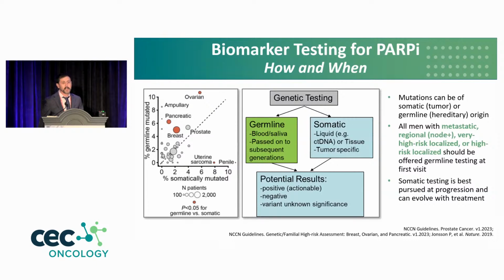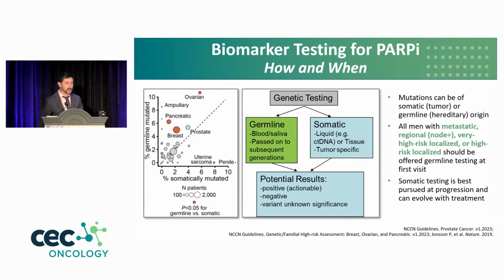So biomarker testing for PARP inhibition, how do we do this and when? And so the first graph showing on the left here is a study that was published just a few years back in Nature, showing the penetrance of BRCA gene mutations are not universal across all solid tumor types. And so BRCA as a tumor type agnostic biomarker likely does not hold weight because with tumor types, including ovarian cancer, pancreatic cancer, breast, and prostate being most penetrant.